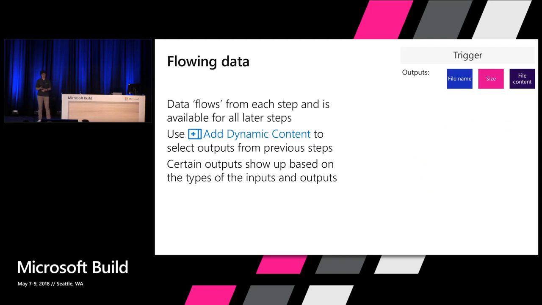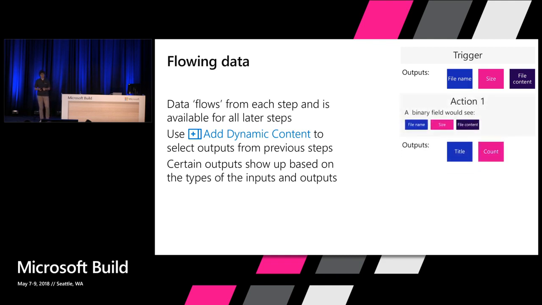Another important concept to understand is how data is passed from action to action inside of Flow. In order to get data to be used inside Flow, we have a concept called dynamic content. And really all that represents is the outputs of the previous actions and triggers inside of the flow. For example, let's say I have a trigger here that's uploading, when a file is uploaded to a particular place. That trigger has three outputs. It outputs the file name, the size of the file, and the actual file content. And each of these has a different type.